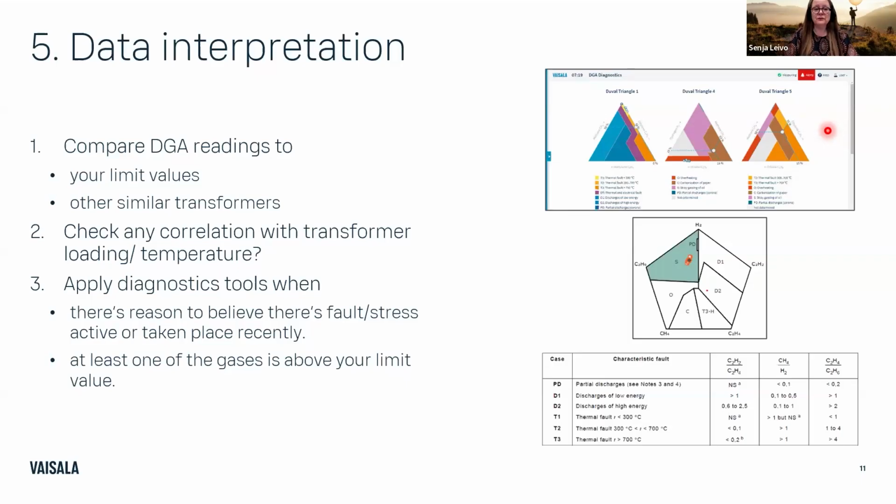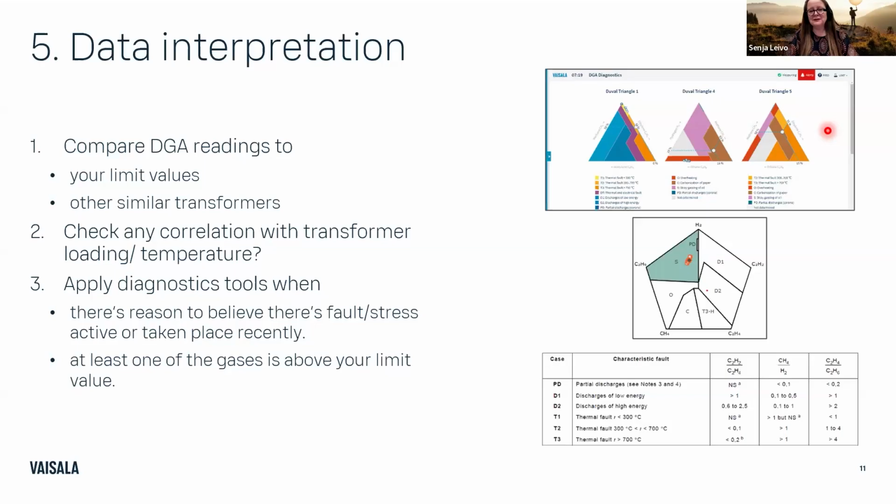You can check if there is an increase in some of the gases. Check if there is a correlation with the loading of the transformer, or the ambient temperature, or the oil temperature, and see if there is something you could identify where the gas may come from.